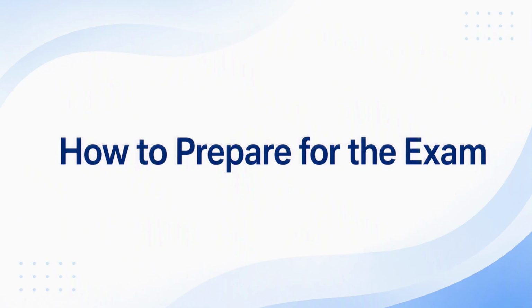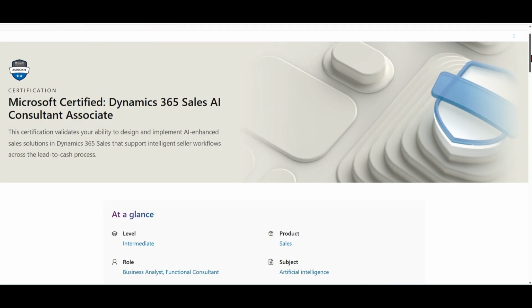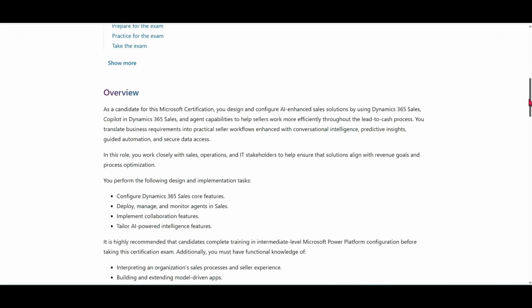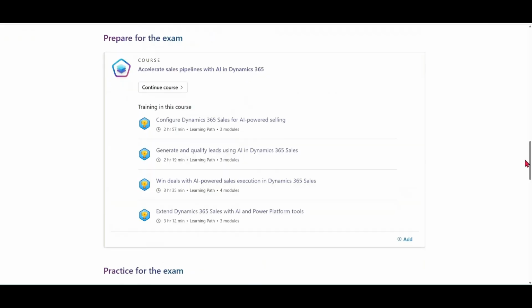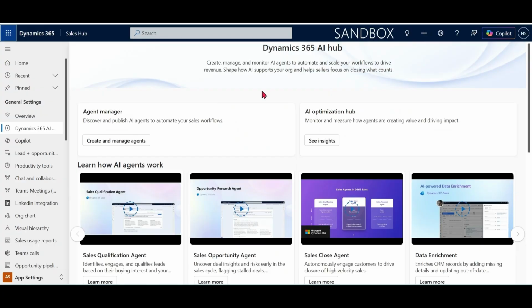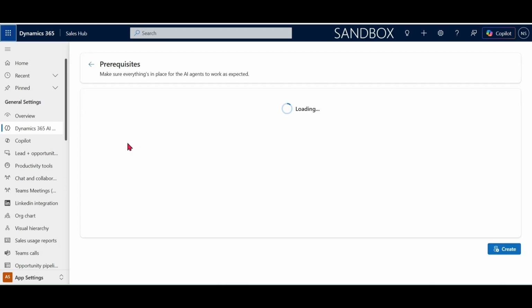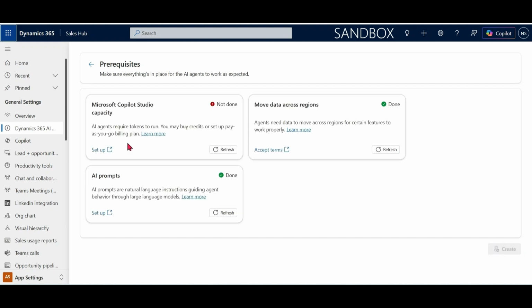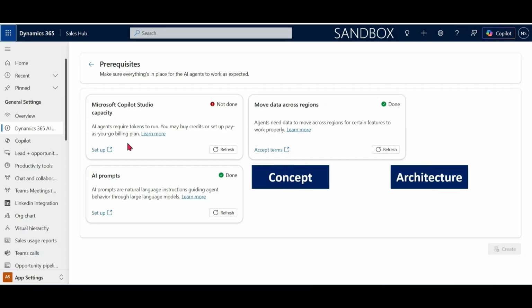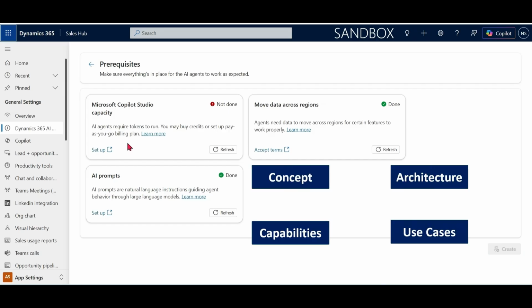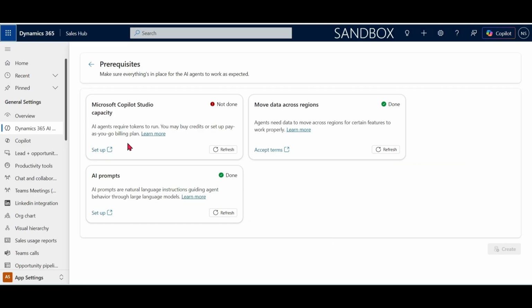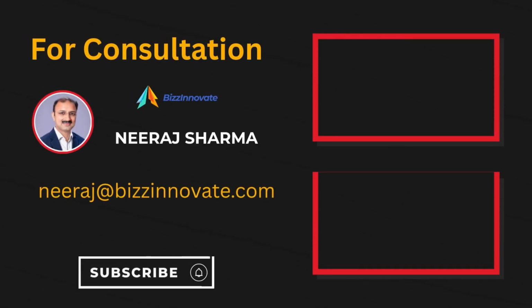Now the question comes: how to prepare for the exam? Most of the learning material is available on Microsoft Learn. It is good enough, but hands-on practice is very important, which you can easily do in Sales Hub from the functional perspective. And when it comes to agents, you need access to Copilot credits to get practical experience. If you don't have access, spend extra time understanding the concept, architecture, capability, and real world use cases of the agents through Microsoft documentation. Reach me if you need any further support.